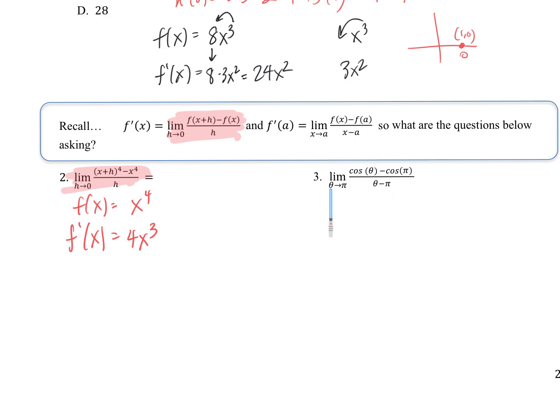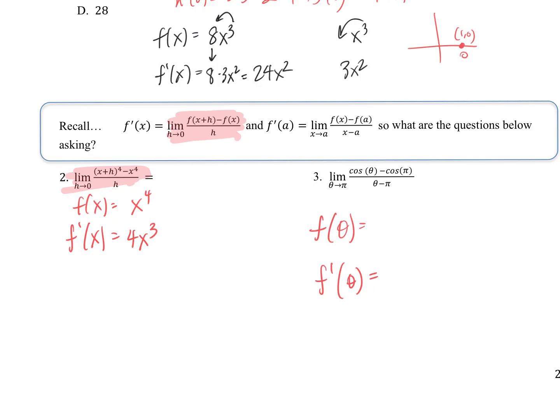Yeah. And we got some thetas and some pi's instead of x's and a's. My x is now a theta and my a is now a pi. So here's the question. What is f of theta? What they want is what's f prime of theta. We cannot get here without figuring out what our function is first.